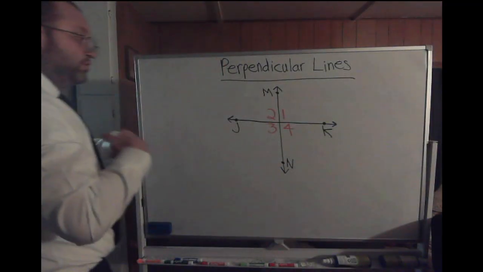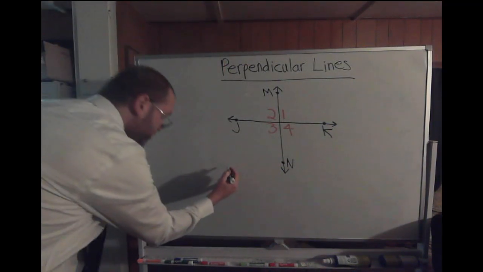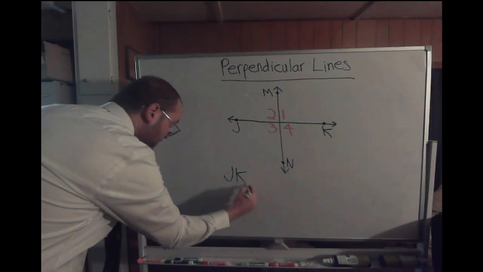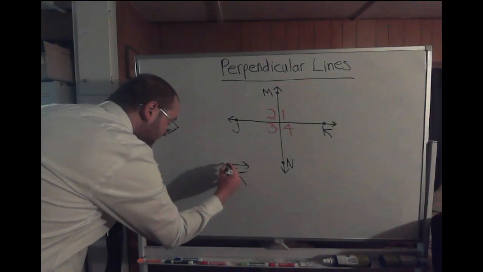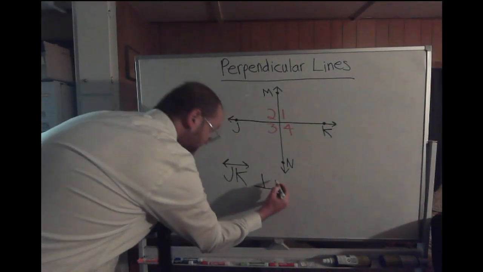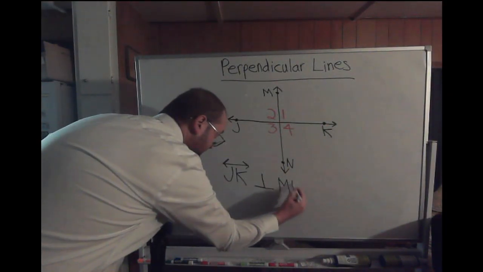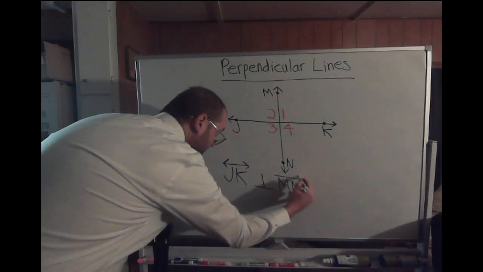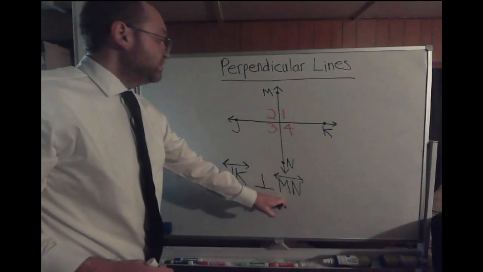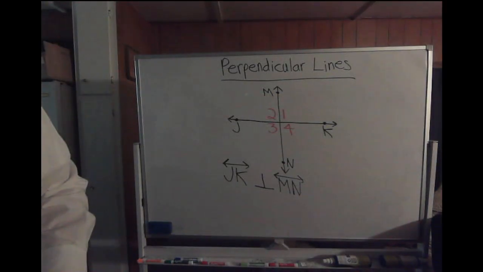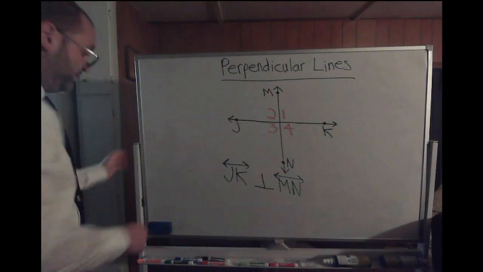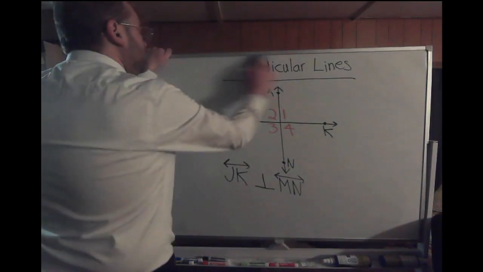And the way we would write this to abbreviate it is you could say line JK is perpendicular, that's the symbol for perpendicular, to line MN. So we can say that line JK is perpendicular to line MN. So that's how you would write it in a proof. Okay.